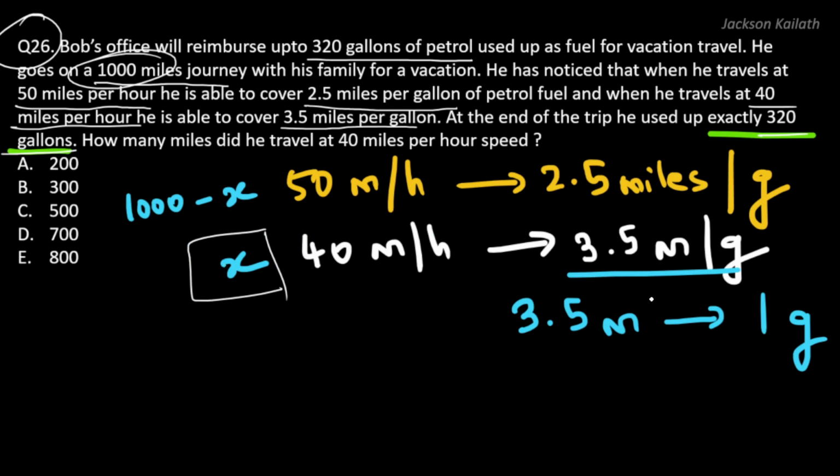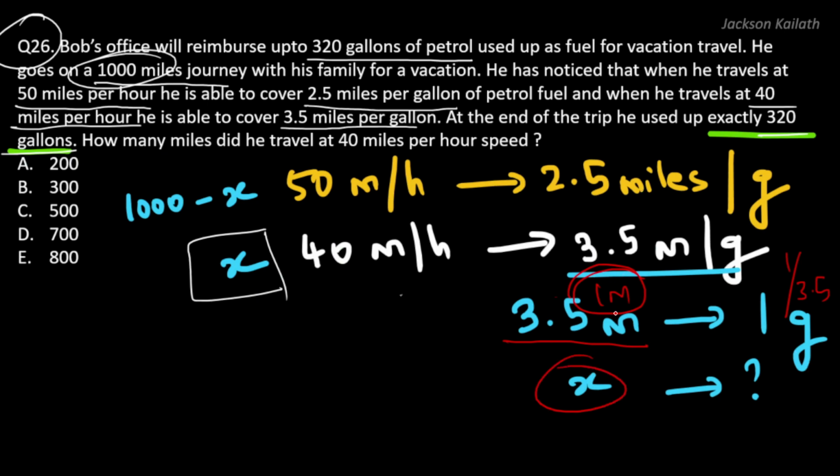So instead of this 3.5 miles, if I have X, then how many gallons of petrol would have been used? So how do we find that? So how do we solve this? For this, you just need to find out first how many gallons would have been required for 1 mile. Now to change this 3.5 to 1, you just need to divide this side and this side by 3.5, right? So 3.5 divided by 3.5 gives you 1 over here, and over here it becomes 1 divided by 3.5. Now to find out how many gallons would be required for X miles, you need to multiply both the sides with X.